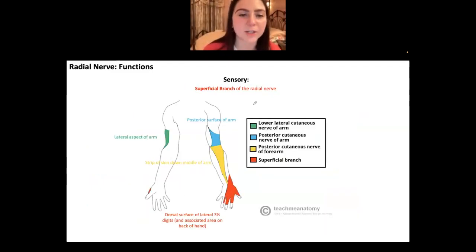Here are the sensory functions. There's a lot of stuff because the nerve is so long and goes all the way down. However best helps you remember this. So this is the anterior side, so the palm's facing up. This is the posterior side. Remember, this is not the left arm or the right arm. We've been talking about anterior and posterior.